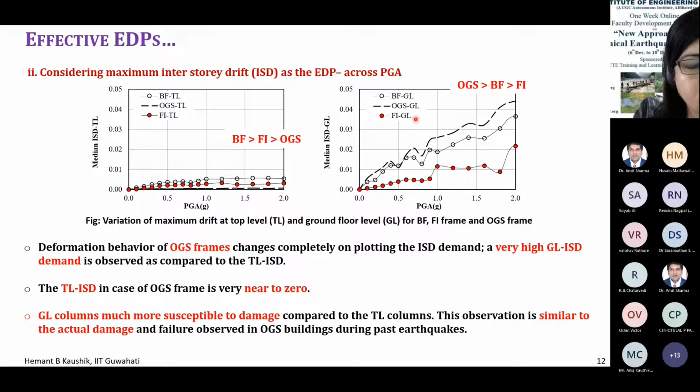And if you compare the ground level, the story is completely changed. So again, you will get that open ground story has the highest demand, followed by the bare frame and the fully infilled frame, right? So obviously, we cannot use top story displacement to design the open ground story frames, or even to assess the open ground story frame.